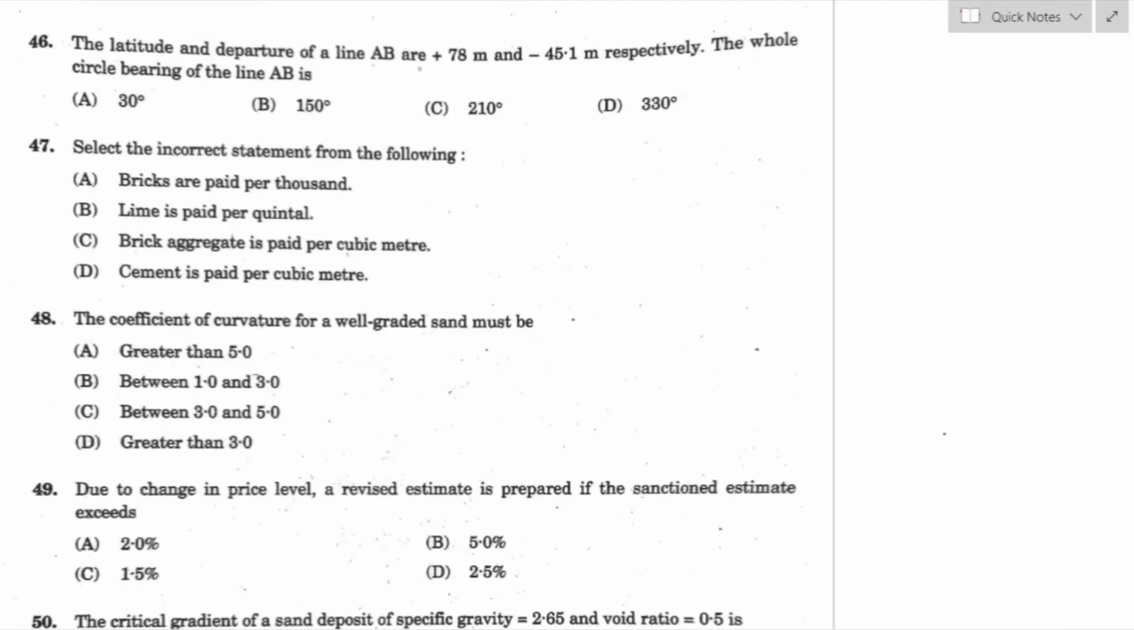Question number 46. The latitude and departure of a line AB are plus 78 meter and minus 45.1 meter respectively. The whole circle bearing of a line AB is. So let's draw a whole circle bearing system of latitude and departure. This is positive latitude and this is negative latitude. This is positive departure and this is negative departure. So latitude and departure of a line AB is given as plus 78 and minus 45.1 meter, which means that it lies in the 4th quadrant.